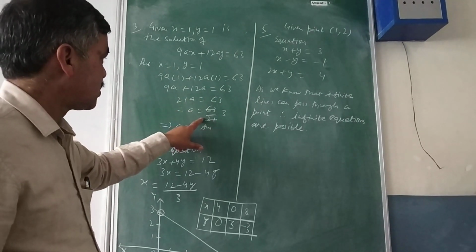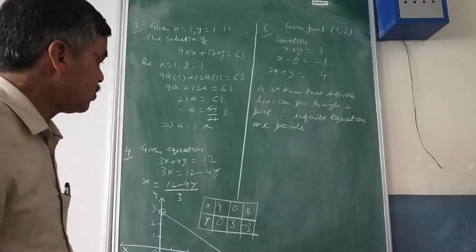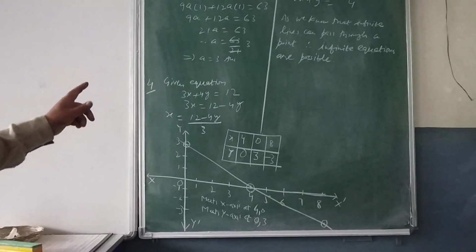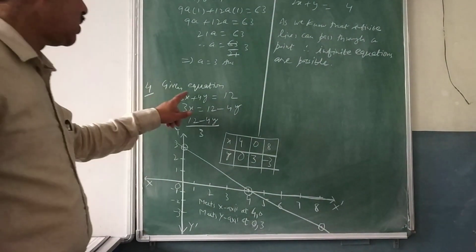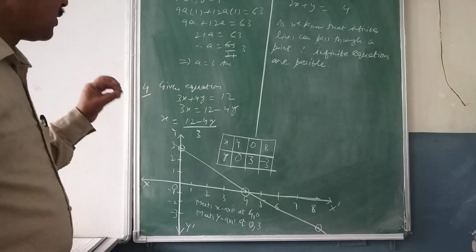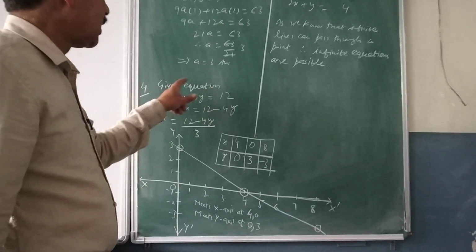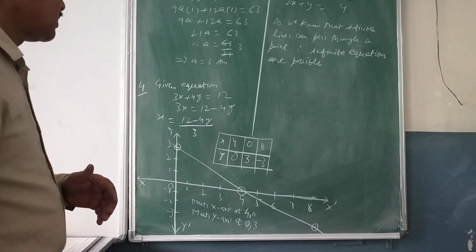So a is equal to 63 upon 21, that is equal to 3. So the answer will be a is equal to 3. Then the fourth question was related to your graph. You need to draw the graph for the equation 3x plus 4y is equal to 12, and then you have to write the point of intersection of the line, which you will be getting after drawing the graph, on both the axes, that is x-axis as well as y-axis.